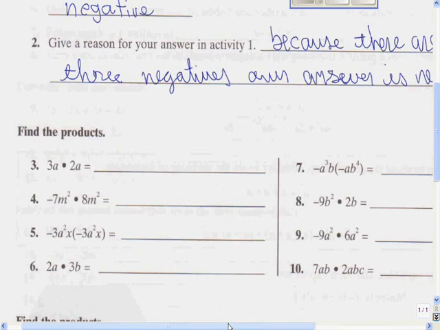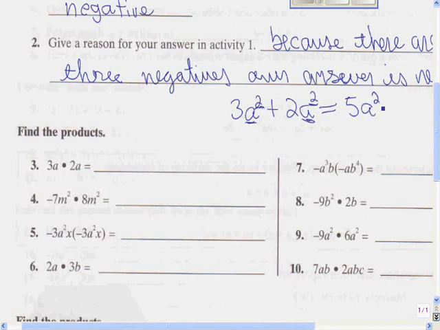The other difference is in the variables. When you add 3a squared and 2a squared, your variables and your exponents do not change. All you do is change the number. You add it, 5a squared, right? That's one other difference. You don't change the variable.